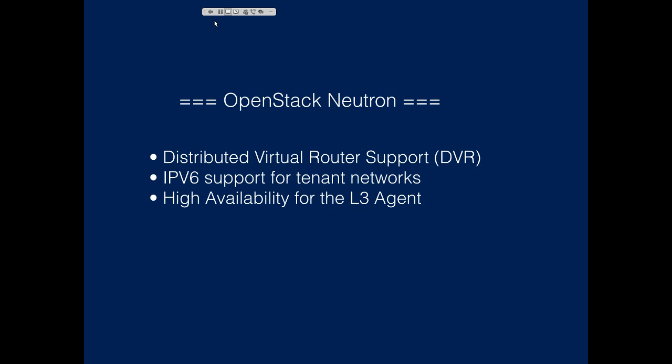KeepAliveD uses the VRRP protocol. So there will be one router which will be broadcasting, okay, I'm the master. It will have priority, and then there will be a slave which has less priority, and it will be the second router for fallback. So if this router dies, then the routing will switch to another router.